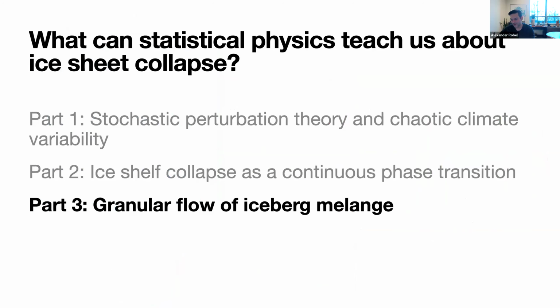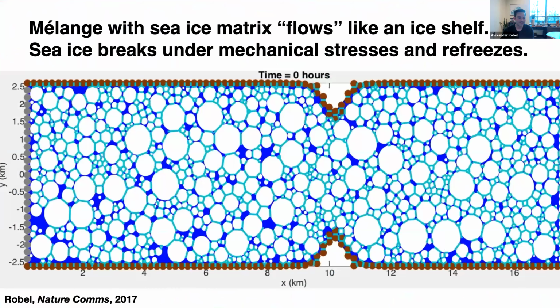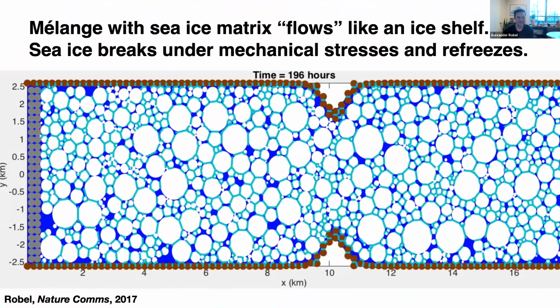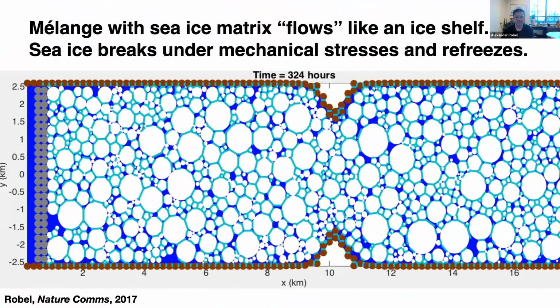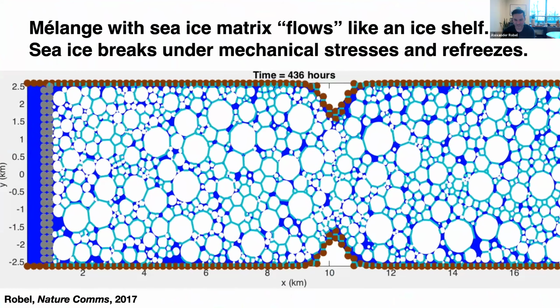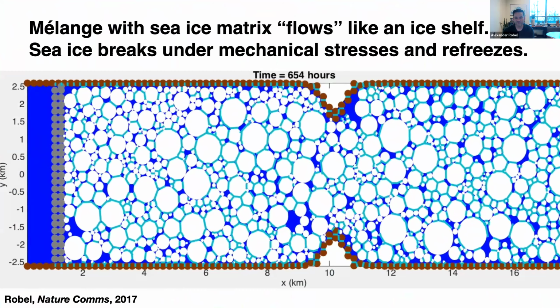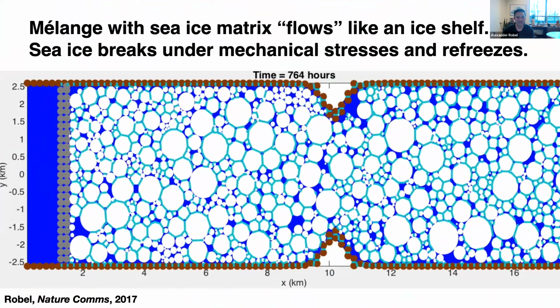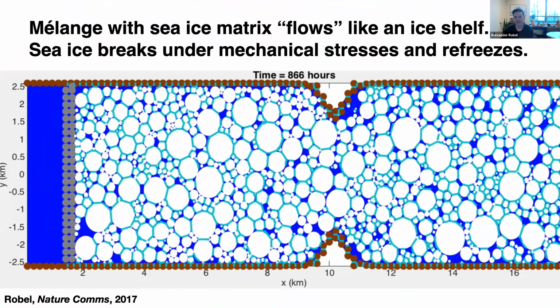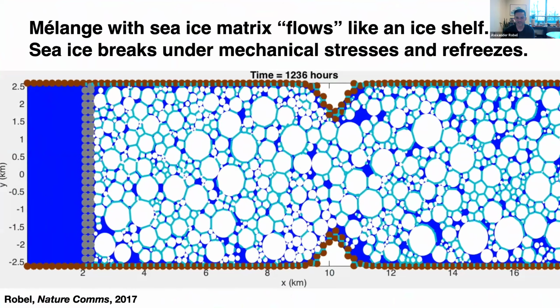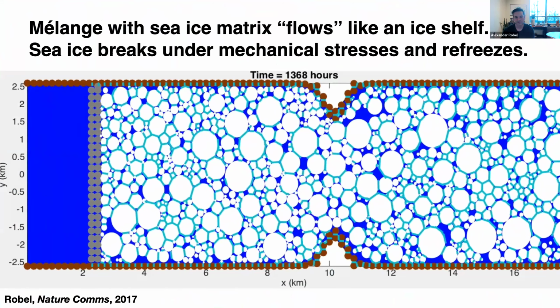Okay, last part. I can see that I'm basically out of time, so I will just skip to the end. If you're interested in granular physics, you've seen nice simulations like this before. This is work we did a number of years ago using a very computationally expensive model to simulate icebergs packed tightly together and being pushed by a glacier. And what we found was that the icebergs pushed back on the glacier and made it less likely that the glacier would produce more icebergs.